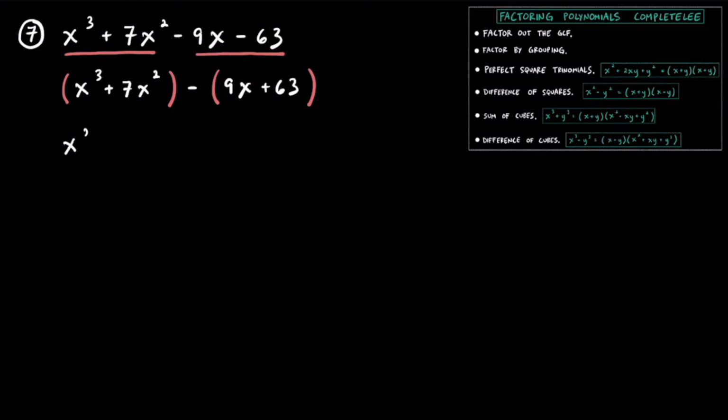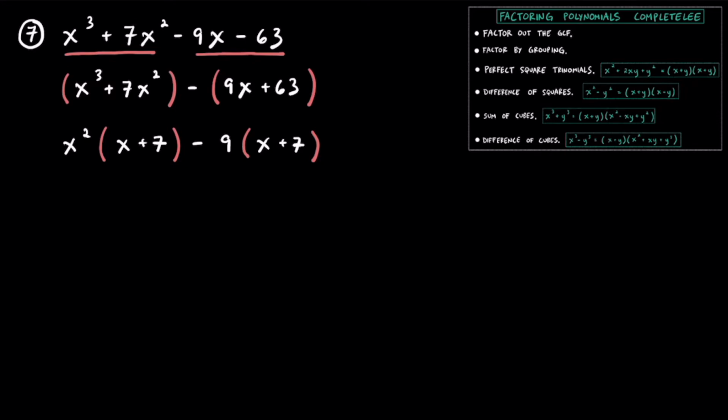Now that we have our groupings, in the first grouping what I see is a GCF of x squared. We factor out x squared, and we're left with x plus 7 inside the parentheses. Those have no more common factors. And then in the next set of parentheses, it looks like they both have 9. So I'm going to factor out 9 outside here, and factoring out a 9, we should be left with x and then plus 7.